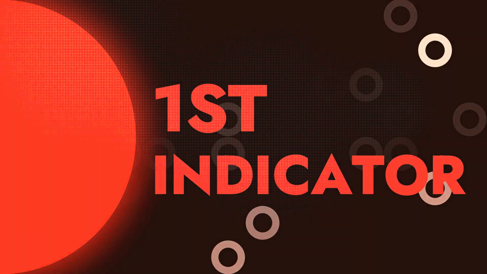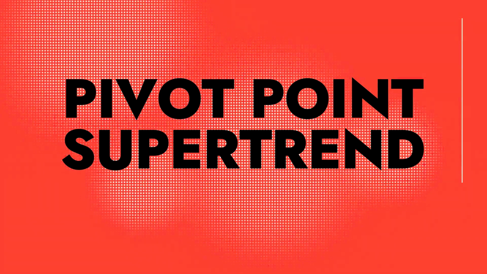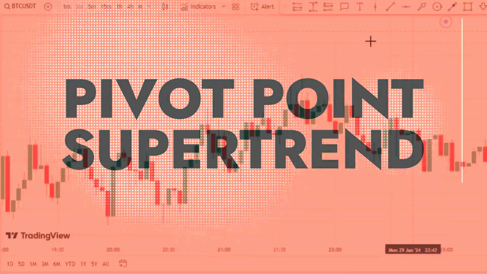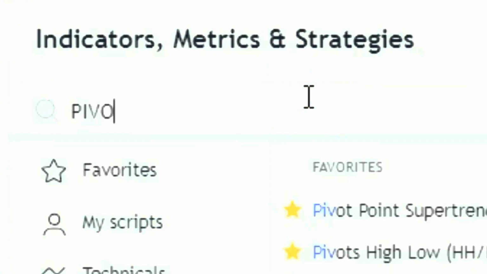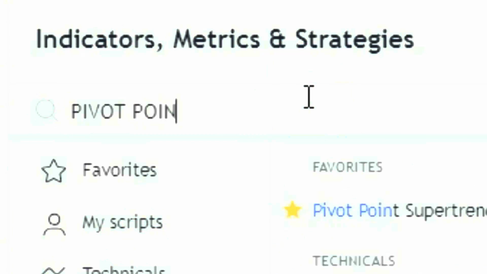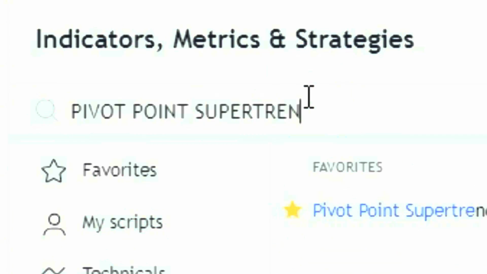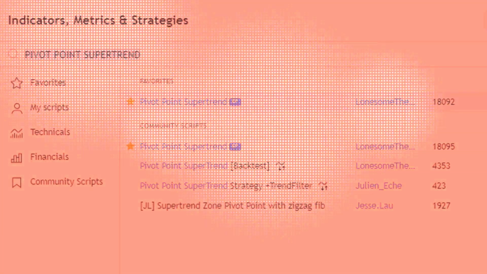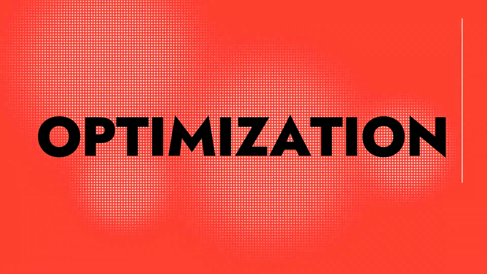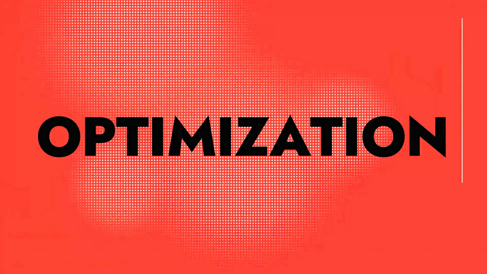To kick things off, we'll add the pivot point super trend indicator to our chart. Once it's all set up, I'll walk you through the process of tweaking it to perfection. Just follow along as I fiddle with its settings. You'll be a pro in no time.